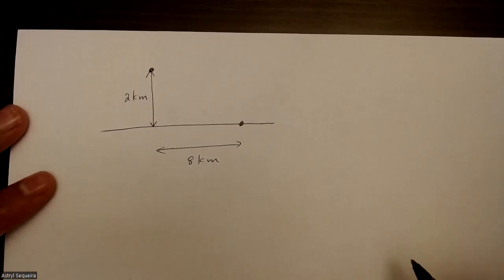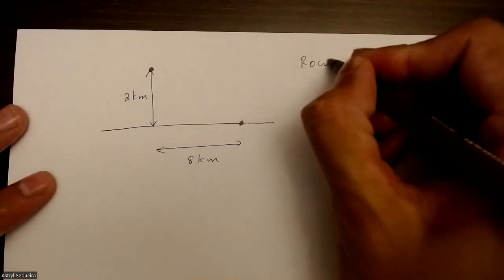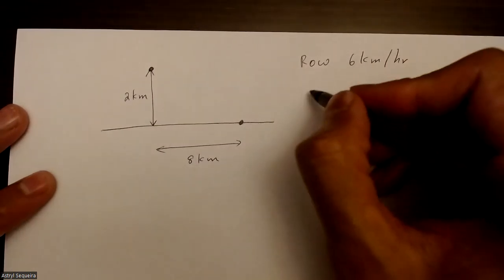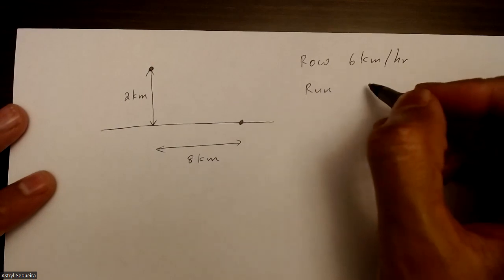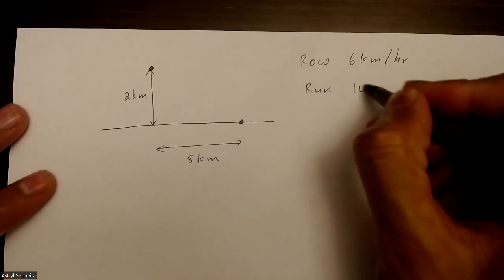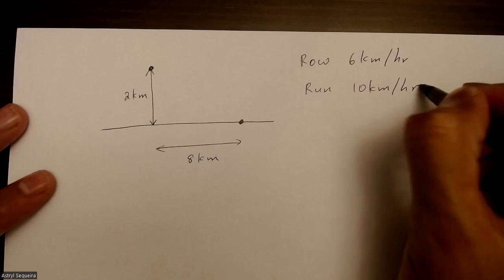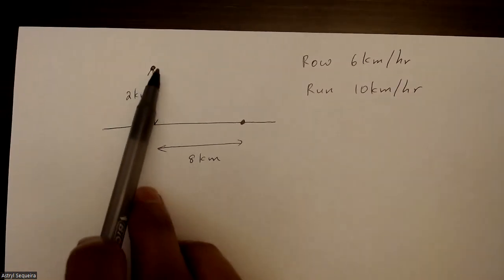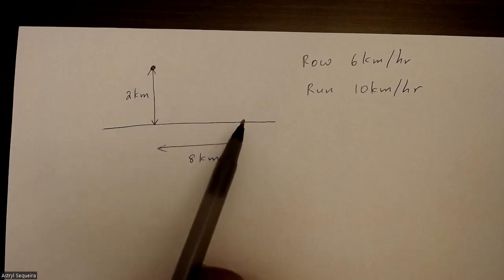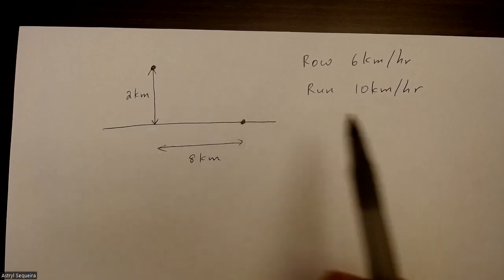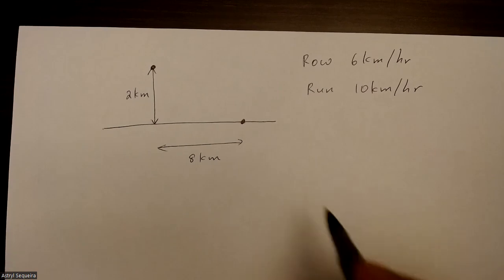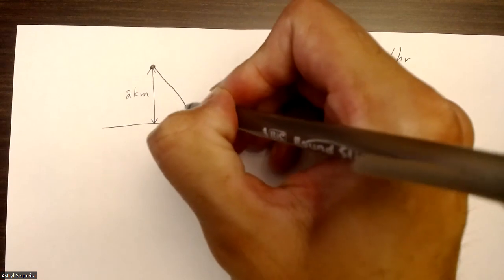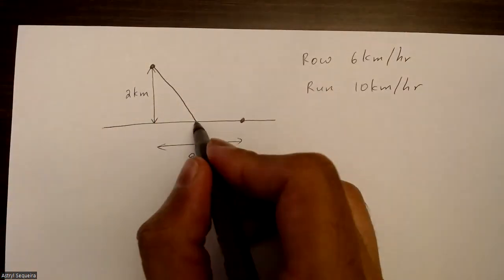And he can row at a speed of 6 kilometers per hour. And he can run at a speed of 10 kilometers per hour. And we need to find the least amount of time it will take for him to reach this point over here. So we know that the ideal path would be for him to go diagonally till the shore and then run the rest of the way.